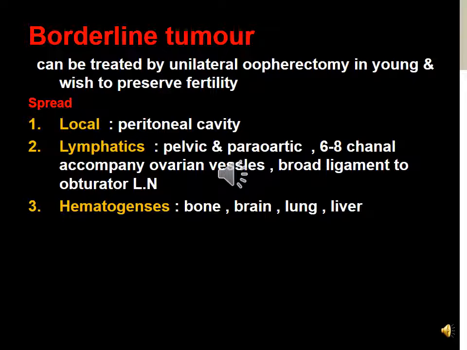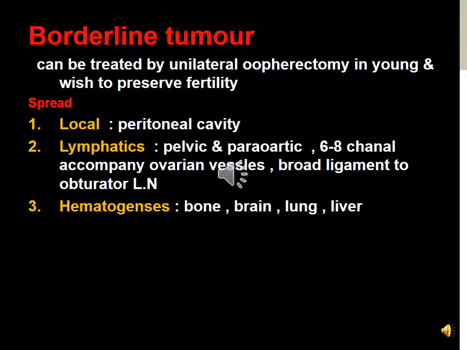We talked about how we would treat the benign and how we would treat the malignant by surgery, chemotherapy, radiotherapy, and immunotherapy, and now we shift to the borderline tumor. Treatment of borderline tumor is by surgery. There is no need for adjuvant or consolidation treatment. We do a unilateral oophorectomy with preservation of the other ovary.